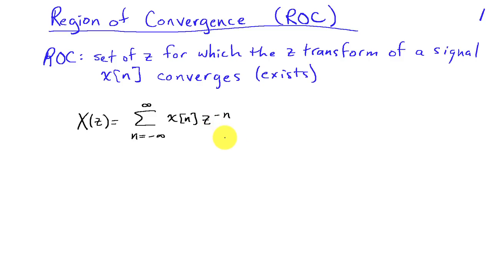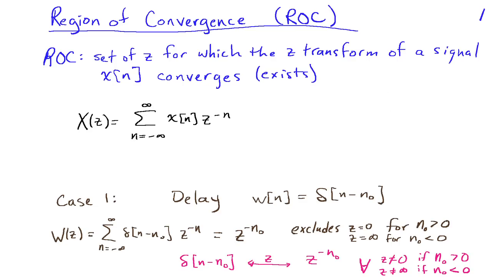So if we think about the z-plane, we're going to have some parts of the z-plane where it exists and other parts of the z-plane where the z-transform is not defined. So for certain values of z, it will be defined. Others, it won't be defined. We're going to consider actually a series of examples. The first one is where we have a delay.